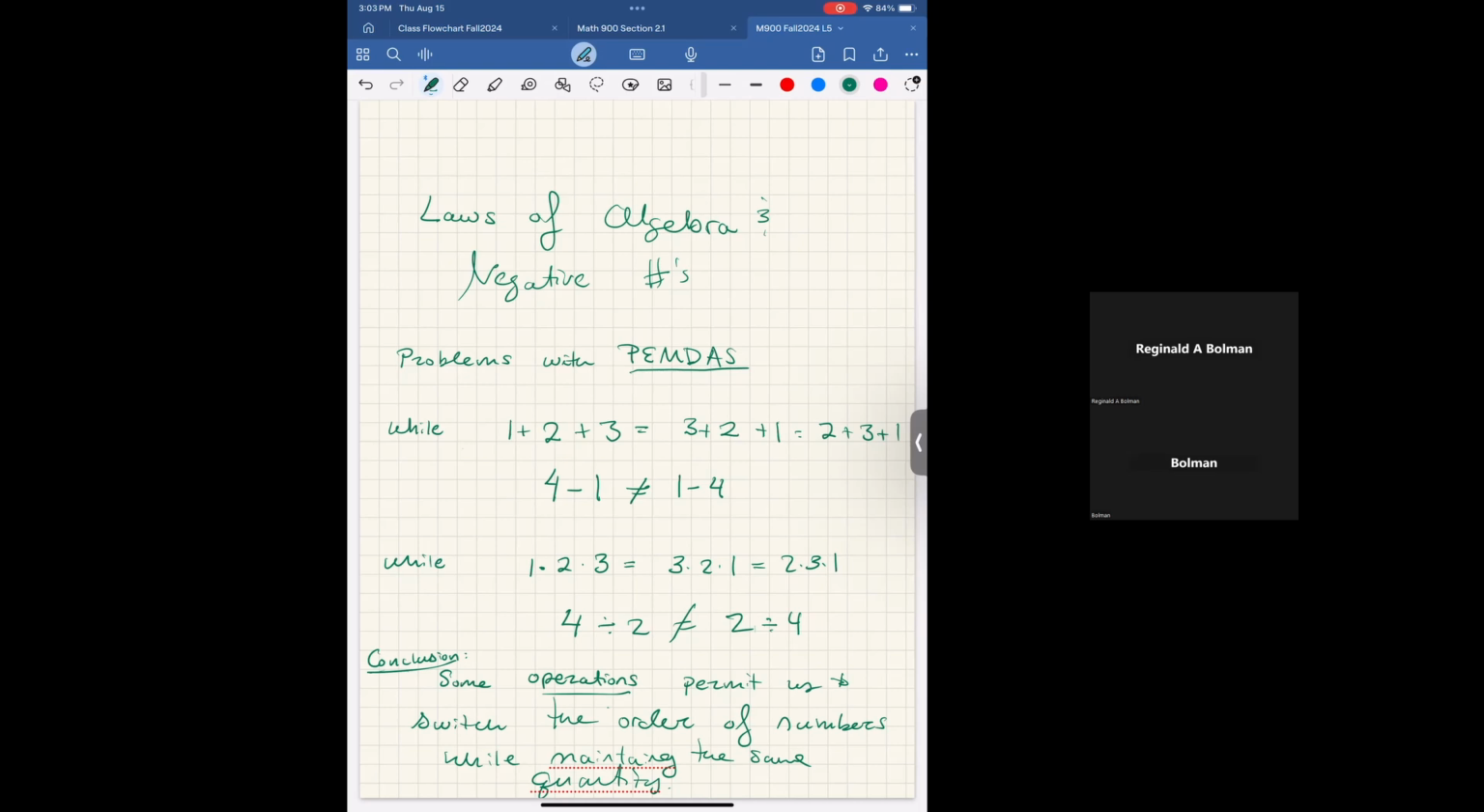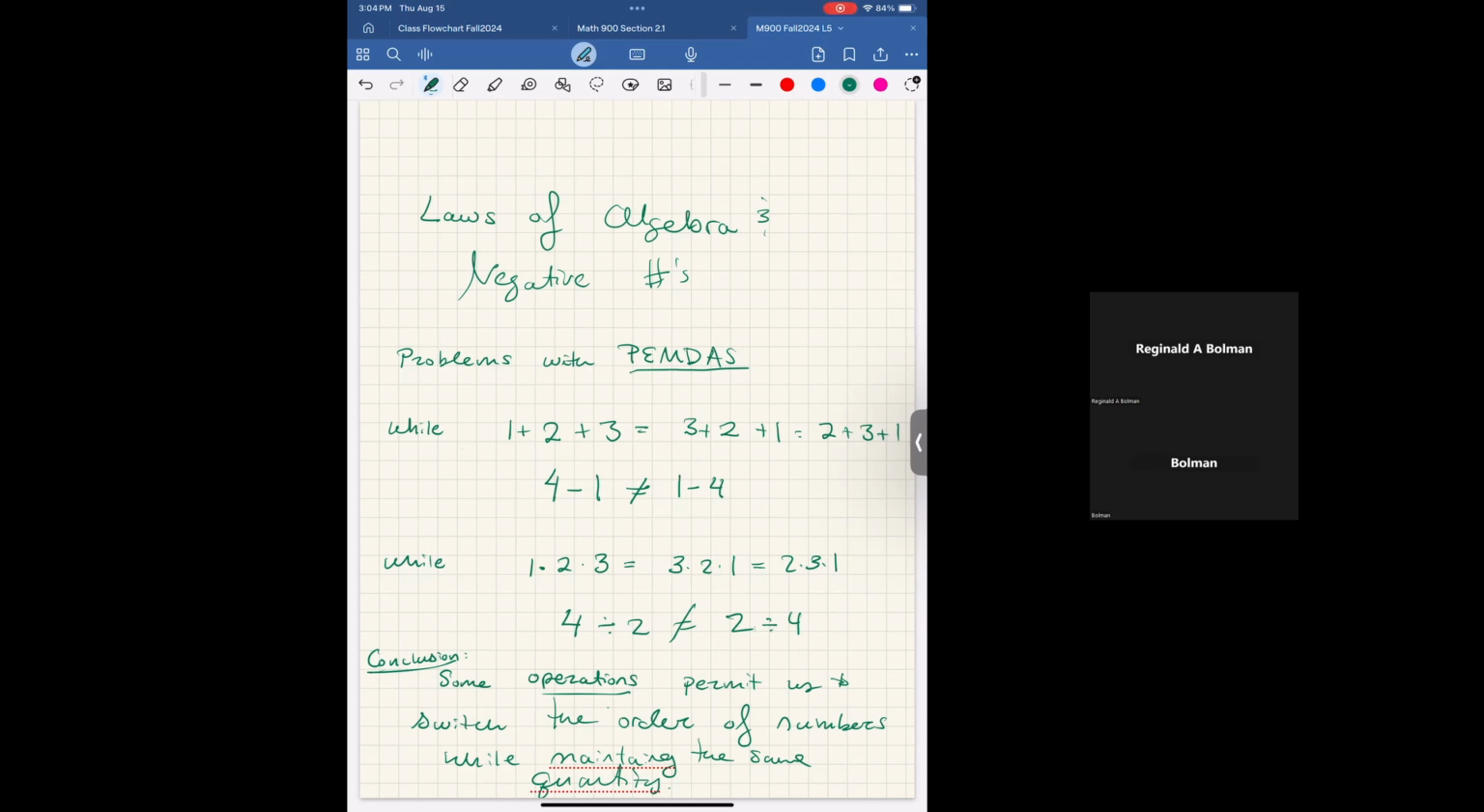And what's interesting is that this idea of being able to switch the numbers around and maintain the actual quantity that you might be dealing with doesn't just apply with the addition operation, but it also applies with multiplication. So if you took two or more numbers and you multiply them in sequence, say like 1 times 2 times 3, that's going to be the same thing as 3 times 2 times 1, and that's going to be the same thing as 2 times 3 times 1.